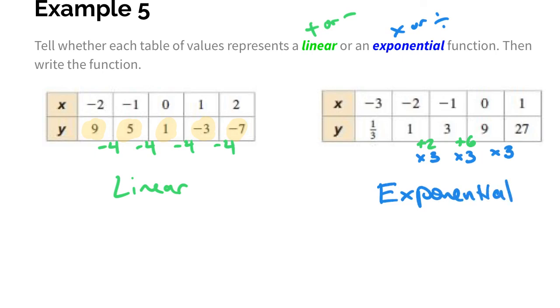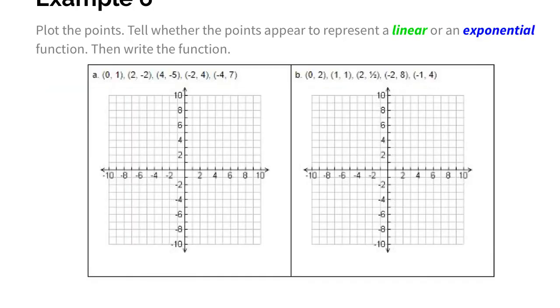So linear functions, we're adding, subtracting. Exponential function, we are multiplying or potentially dividing. And lastly, let's again look at what it looks like as a graph. So we're going to plot these points. Let's start off with A. We have the points 0, 1, all the way up to -4, 7. And let's plot those points and see what it looks like. You should notice once plotting those points, by its shape, you can see that it's going to form a line. Forming a line because in this case it's going down by a constant amount every single time. In this case it's going down 3 every single time.